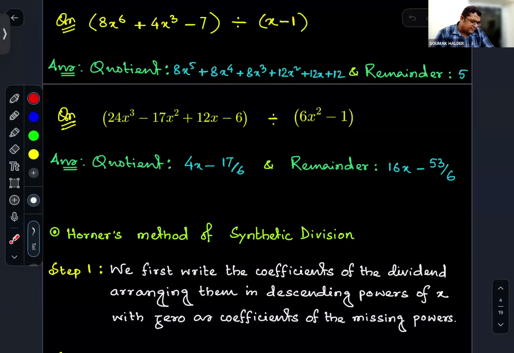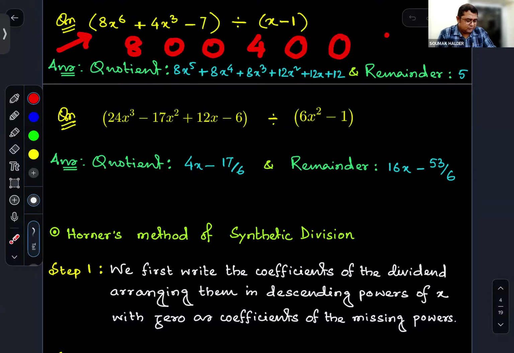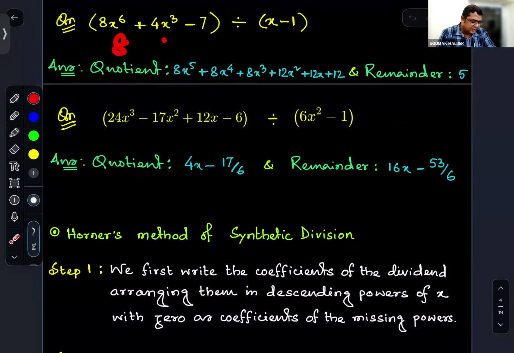Before noting everything, just tell me one point: for the dividend of the question we did, if I have to perform the first step, then what are we supposed to write? What will it start with? 8, we will write, not the power of x. See, the step is only asking you to write the coefficients, not the powers of x. So only coefficient. So for this example we write first 8, then after power 6 there is power 5, so what will we write? 0. Sorry, it's 8 0 0 for missing degree 5 and degree 4 term.